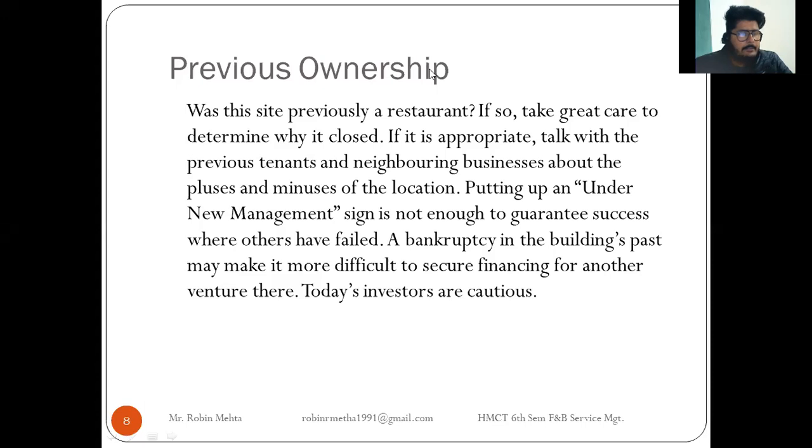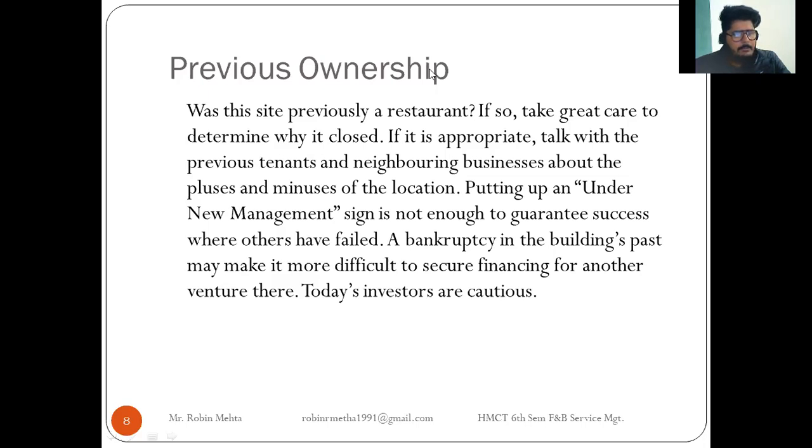So if you succeed, you may earn more revenue from a place which was already closed by the previous owner. Next, a bankruptcy in the building's past may make it more difficult to secure financing for another venture. Today's investors are cautious. You just have to thoroughly check the legal documents of that particular place, to see if it was bankrupt or has some other issues.